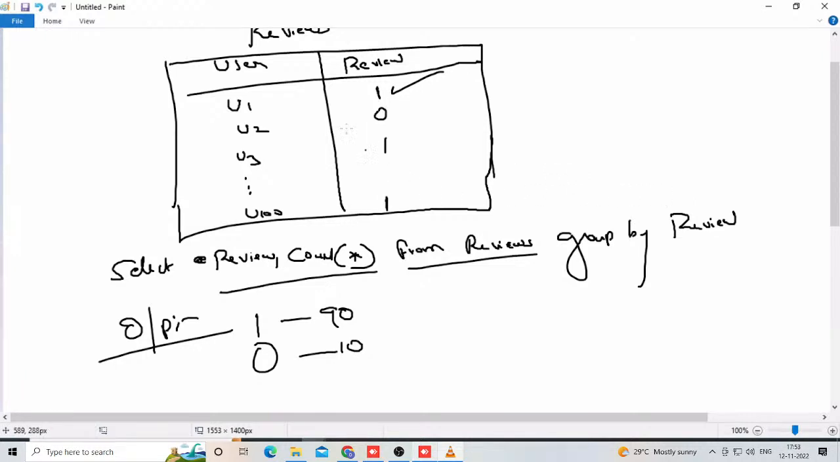But generally, reviews won't be given in the form of zeros and ones. They give their own text: the first person saying the movie is good, the second person saying the movie is not good. So in this way they're giving their own text. Can you write an SQL query to count the number of goods and not goods here?